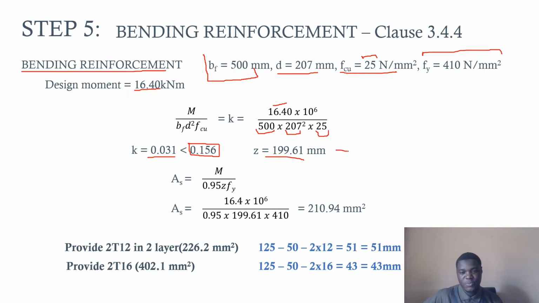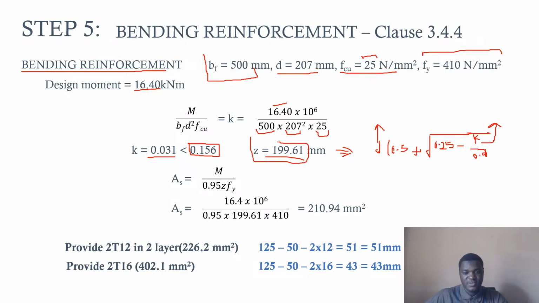Z goes by this formula. I believe we all should know the formula. Z equals d into brackets 0.5 plus square root of 0.25 minus K over 0.9. I believe we all know this formula, so that is why it's not added in the slide. So what you just do inside there is you substitute your d of 207, you substitute the calculated K of 0.031. At the end of the day, you have Z, which is what we've calculated here.